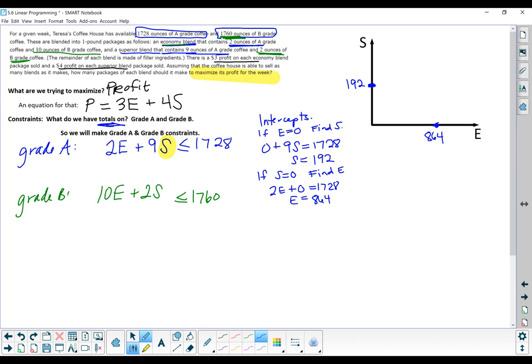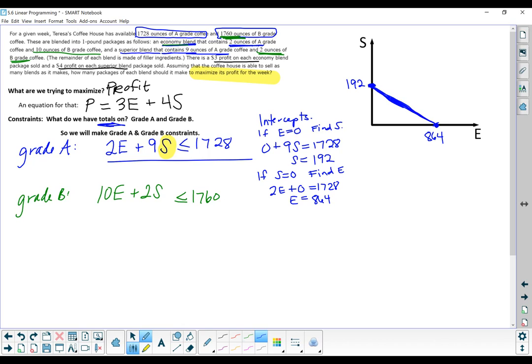Now this was in the original equation, this is a less than or equal to, so we're going to shade below that line. This is not a very good line, sorry. Okay, so the blue line is grade A, and we would shade below it.